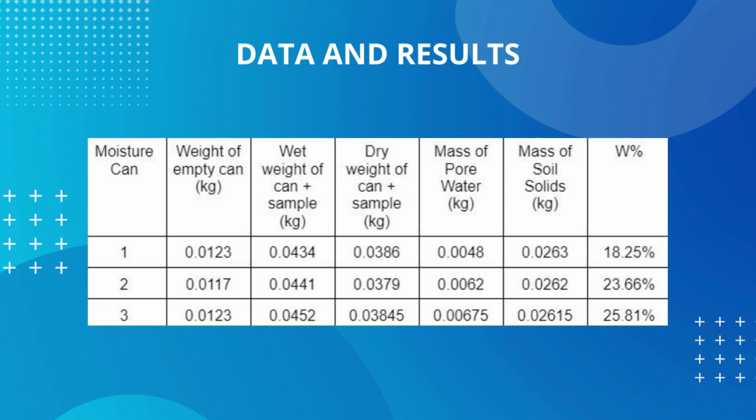Next to this is the mass of soil solid. We got this by getting the difference between the dry weight of can plus sample and the weight of the can. The mass of the soil solid is the following: 0.0263 kilograms for trial 1, 0.0262 kilograms for trial 2, and 0.02615 kilograms for trial 3.